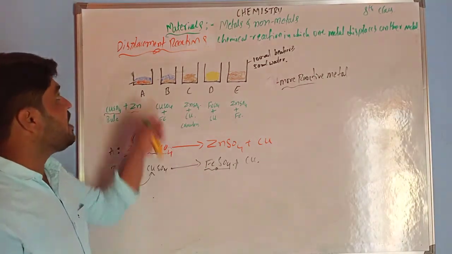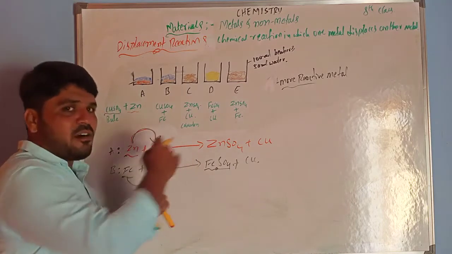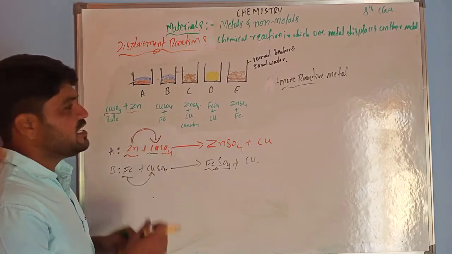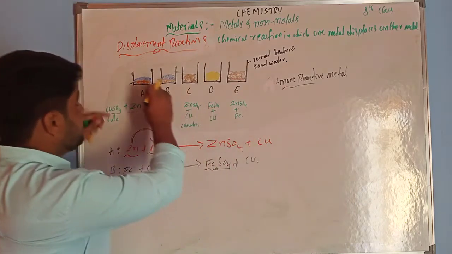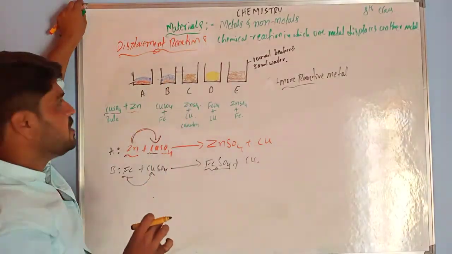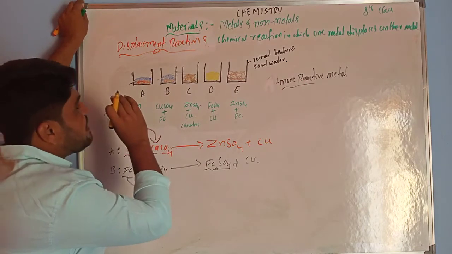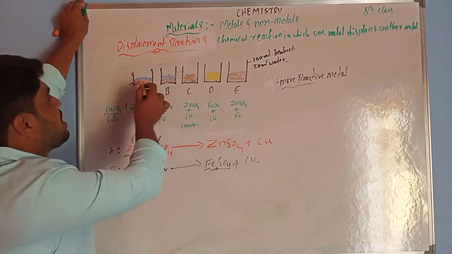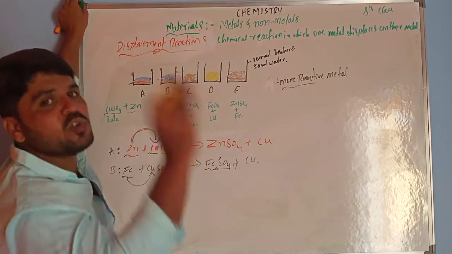That's why I am calling it a displacement reaction. Iron can displace the copper. After these reactions, the blue colored solutions in beaker A and beaker B will change color. The blue color will fade or disappear.